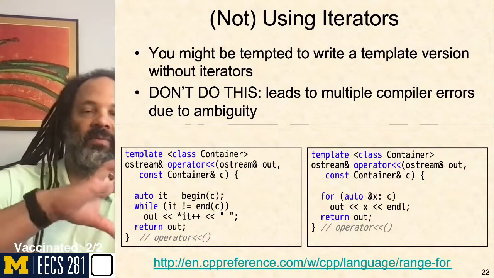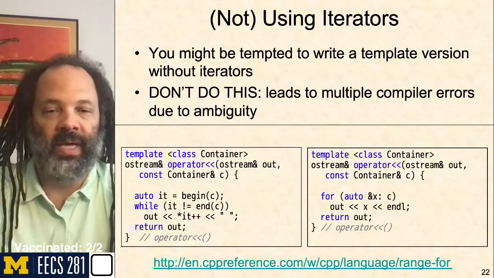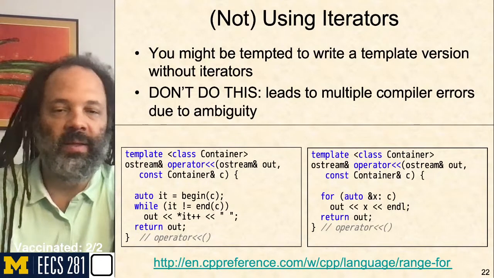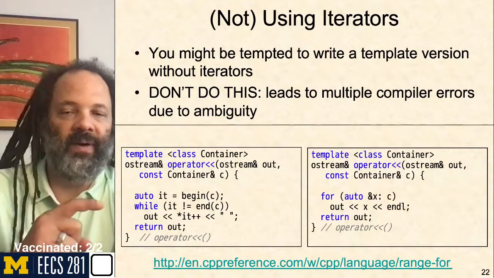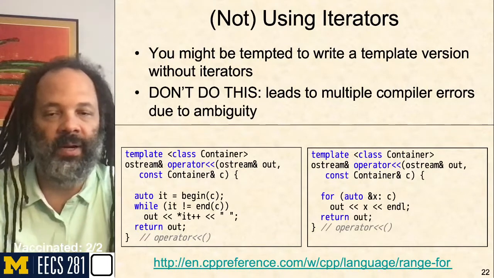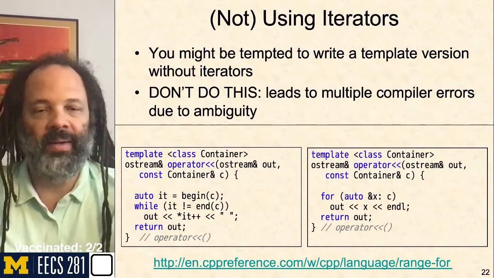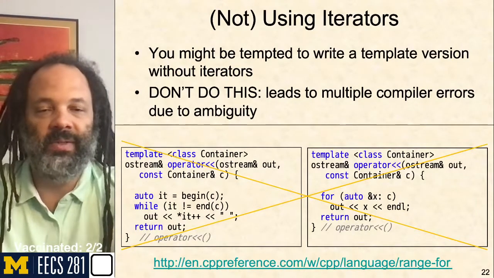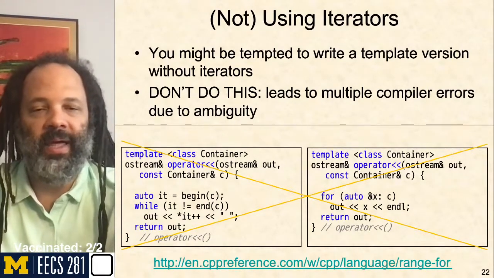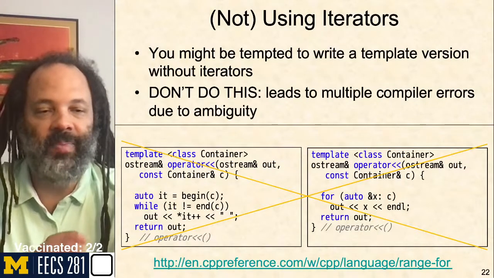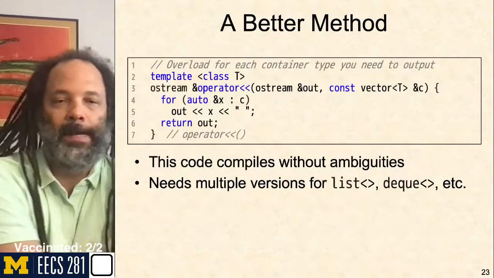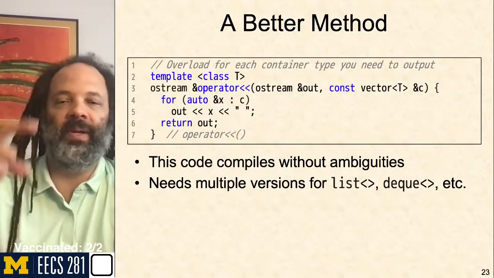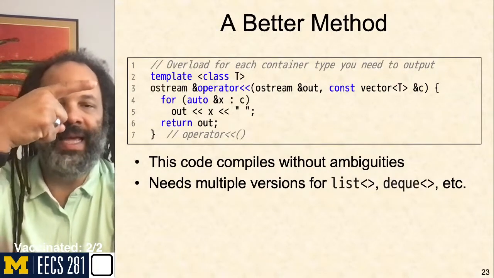So there's a couple of versions here. There's a const version, and we can see one using the range-based for loop on the far side, and this one's using a while loop over here. But these are not going to work because they are ambiguous. We have to do this in a way that allows us to template on the data type, not on the container. This is a version of doing that here. Here you see that the template is on T, the thing that's in the container.